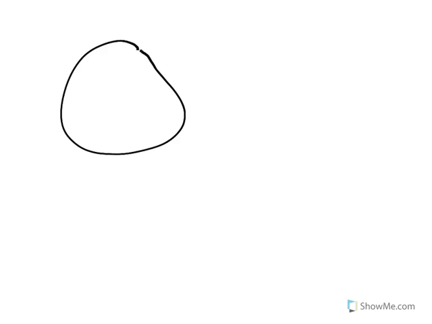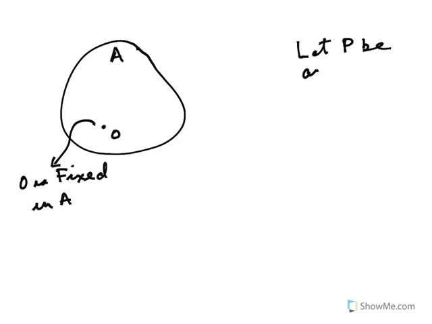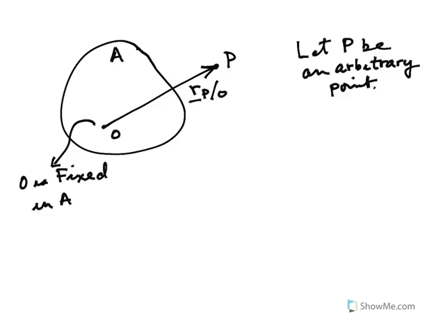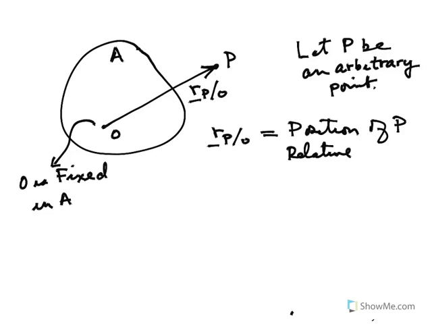Here's a reference frame. There's A, and there's a point O. And O is fixed in A. And then I'm going to say let P be an arbitrary point. So there's P, some arbitrary point. And I'm going to draw the vector from O to P, and I'm going to call that vector RP/O. So RP/O is the position of P relative to O.